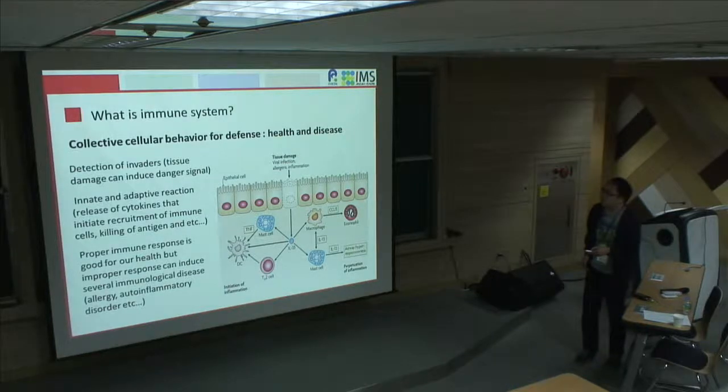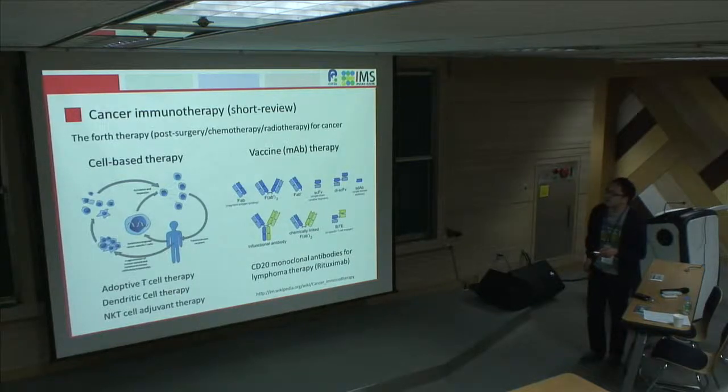I'm not sure how much people are interested in the immune system, but as far as I heard in several lectures, people already know about it, so I'll skip this. But in short, the immune system is a process of collective cellular behavior for defense. And this is a short summary of cancer immunotherapy. I don't include cytokine therapy, which is also important, because I couldn't find a nice figure, so I skipped it.